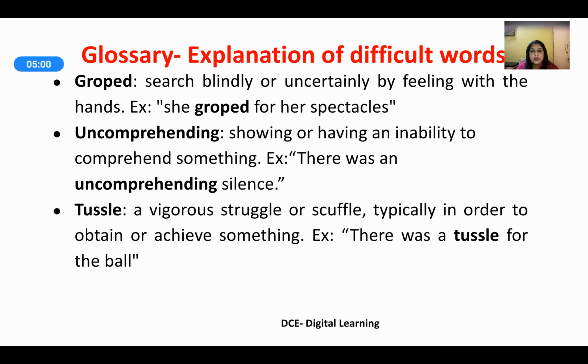The next word, tussle. A vigorous struggle or scuffle, typically in order to obtain or achieve something. For example, there was a tussle for the ball.